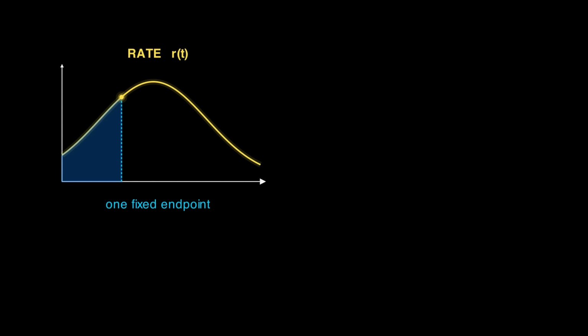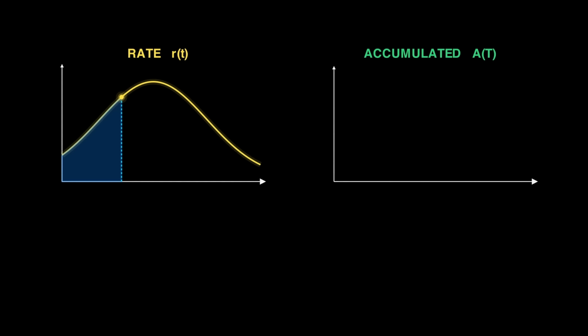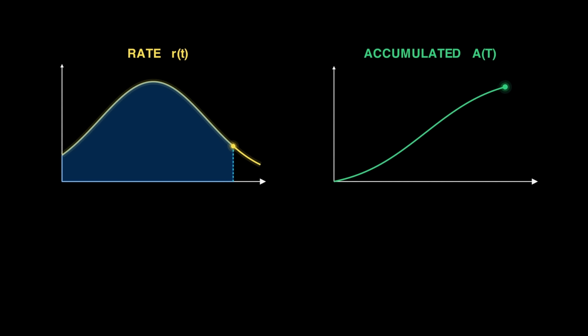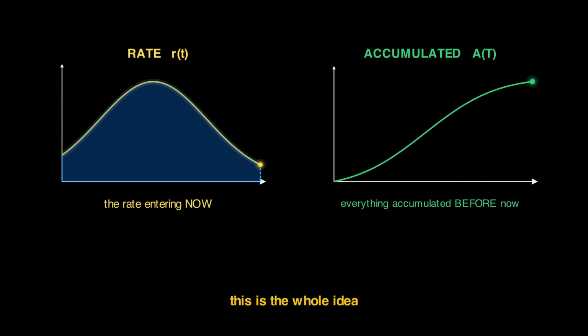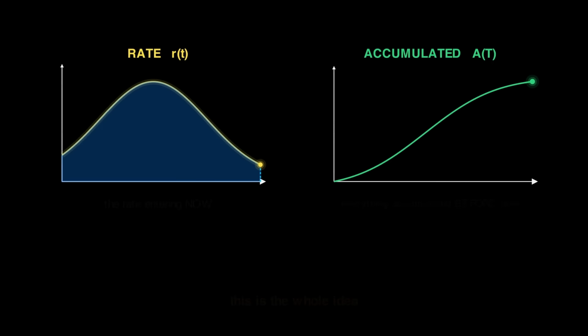Until now, we stopped the graph at one fixed time, but unlock that endpoint and let it move. At every time t, record the total water collected so far. This creates a completely new function. The original graph shows the rate entering now. The new graph shows everything accumulated before now. This distinction is the center of the whole video.